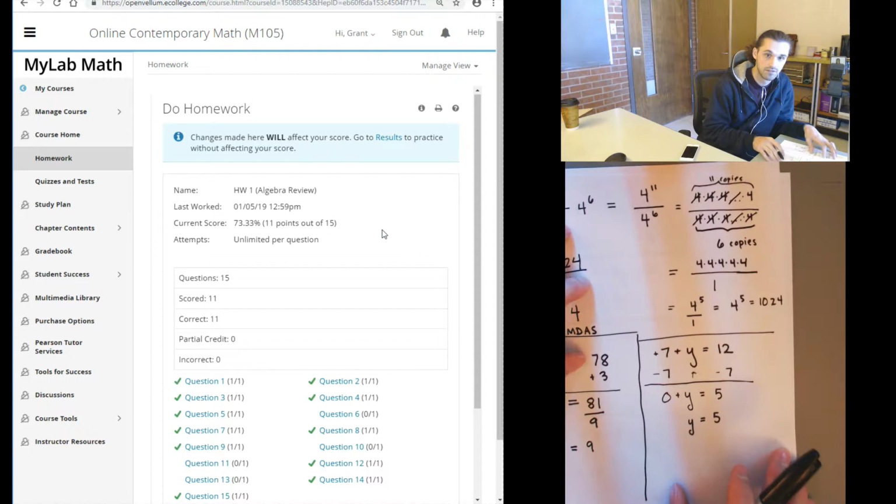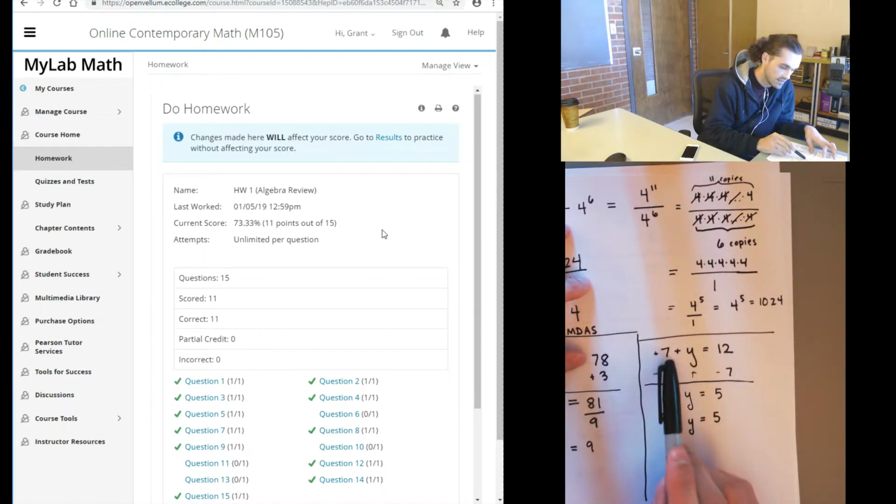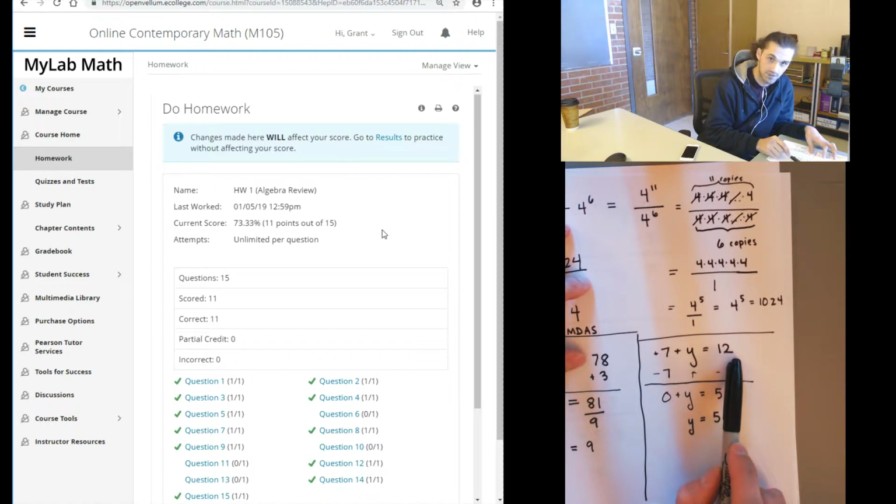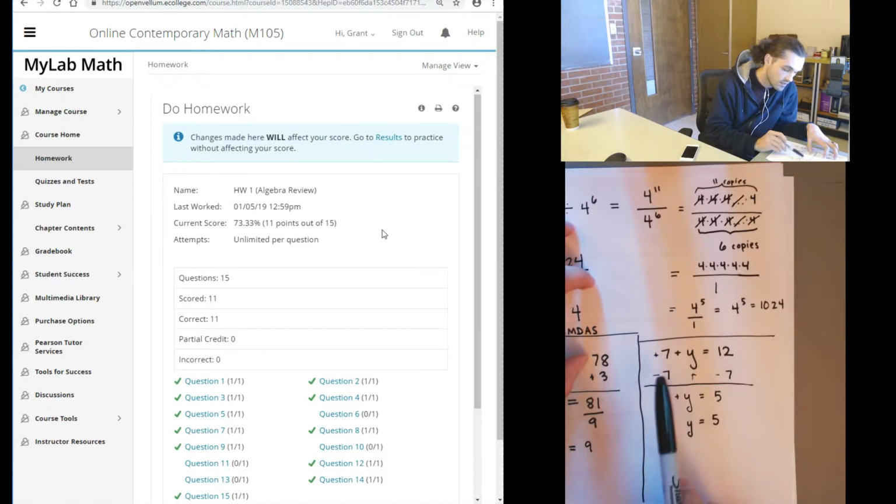Similar type of story for this equation. 7 plus y equals 12. We want to collect constants with constants, x's with x's, y's with y's. So we want to push this 7 and this 12 together because they are both constants. So we need to get this positive 7 to the other side of the equation. So this is a plus 7, so we need to subtract 7. We also need to subtract 7 on the other side of the equation to maintain equality.